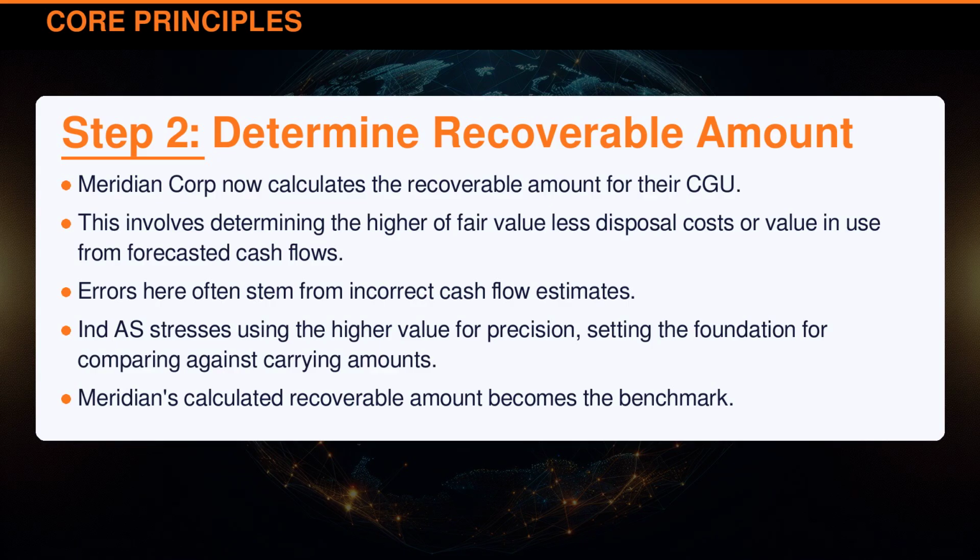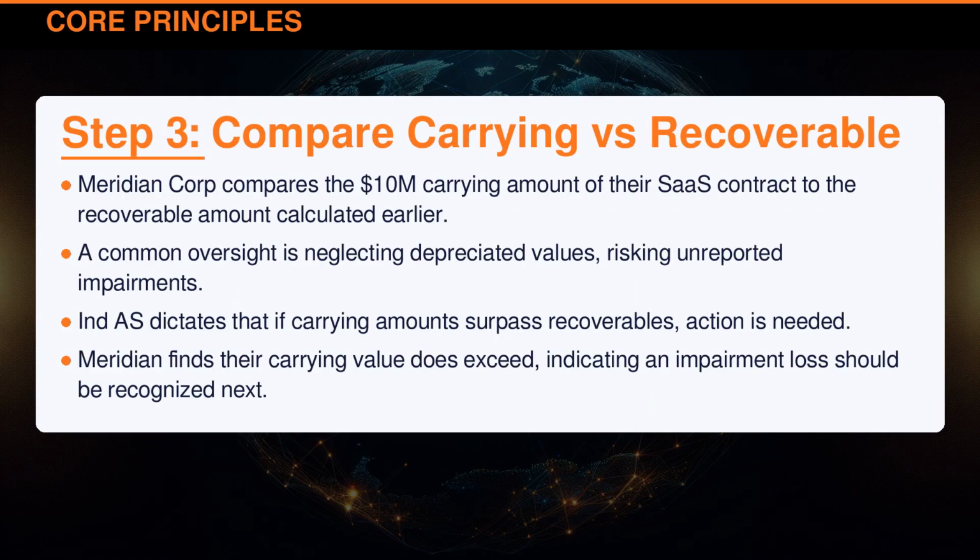Meridian's calculated recoverable amount becomes the benchmark. Meridian Corporation compares the $10 million carrying amount of their SaaS contract to the recoverable amount calculated earlier. A common oversight is neglecting depreciated values, risking unreported impairments. Indian accounting standard dictates that if carrying amounts surpass recoverables, action is needed. Meridian finds their carrying value does exceed, indicating an impairment loss should be recognized next.